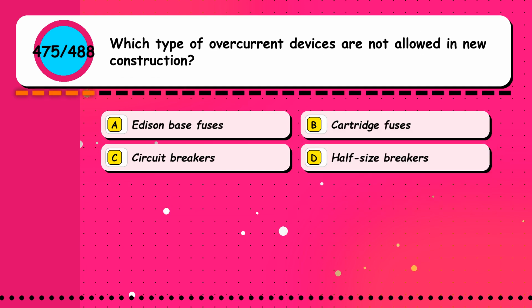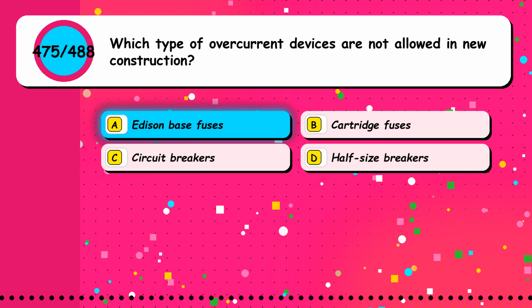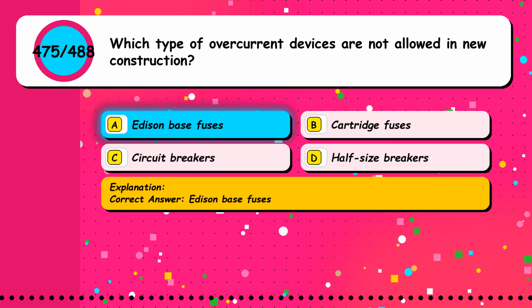Question 475. Which type of overcurrent devices are not allowed in new construction? Option A, Edison base fuses. Option B, cartridge fuses. Option C, circuit breakers. Option D, half-size breakers. The correct answer is option A, Edison base fuses.